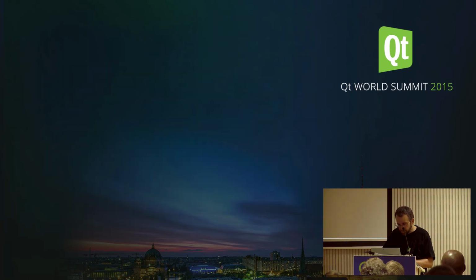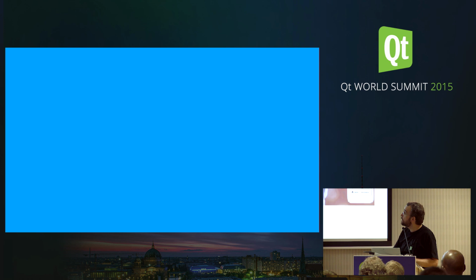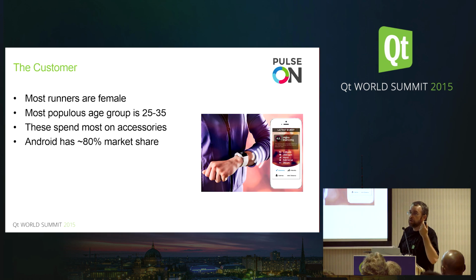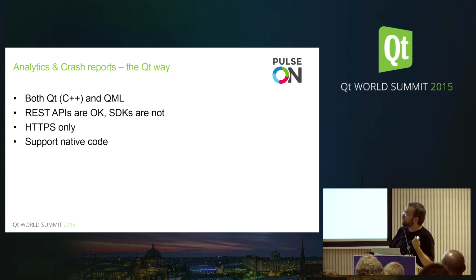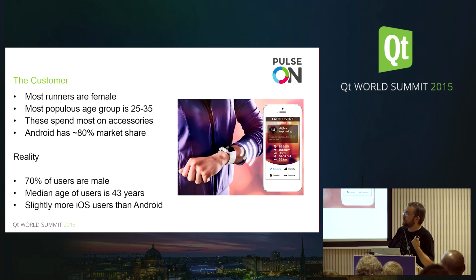which I believe will tell you what this is. When we were building this device, we did our homework and figured out, yes, this is something runners buy. Most runners are female. Every agency that does market research will tell you this. Most populous age group, 25 to 35. That's also correct. They also spend most on accessories, and you know that Android devices have 80% market share. That's super simple. So you know your target group, right? So we added the analytics there, and what we found out was that 70% of our users are male. The median age is 43 years. And we have more iOS users than Android.